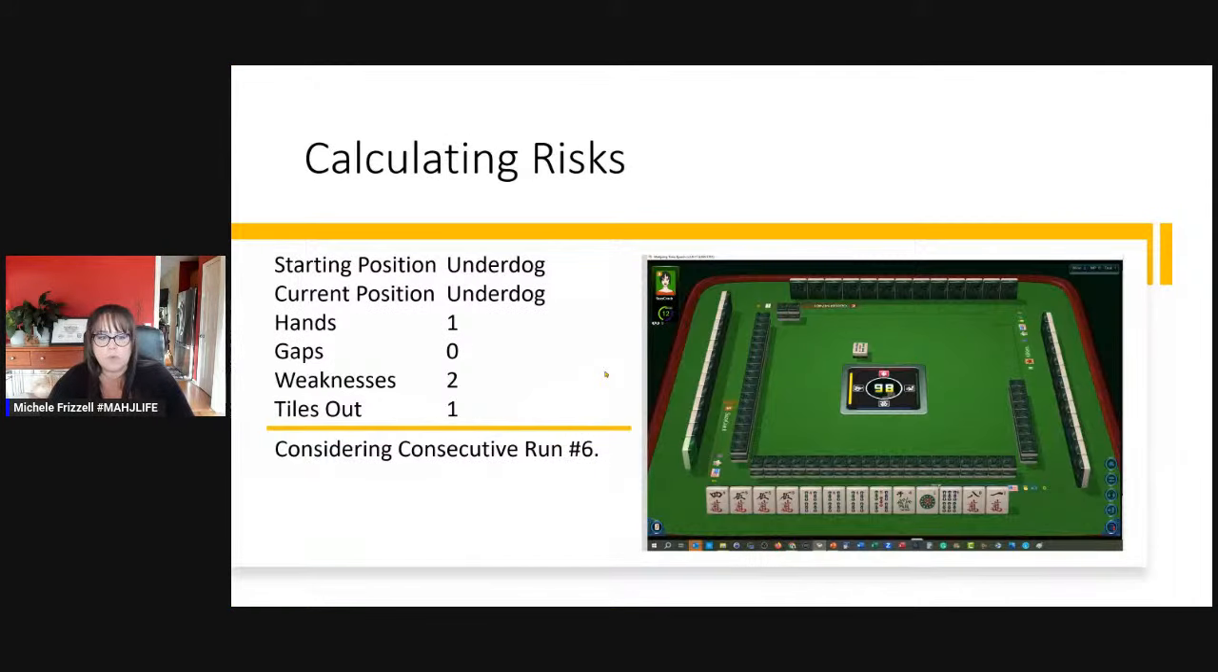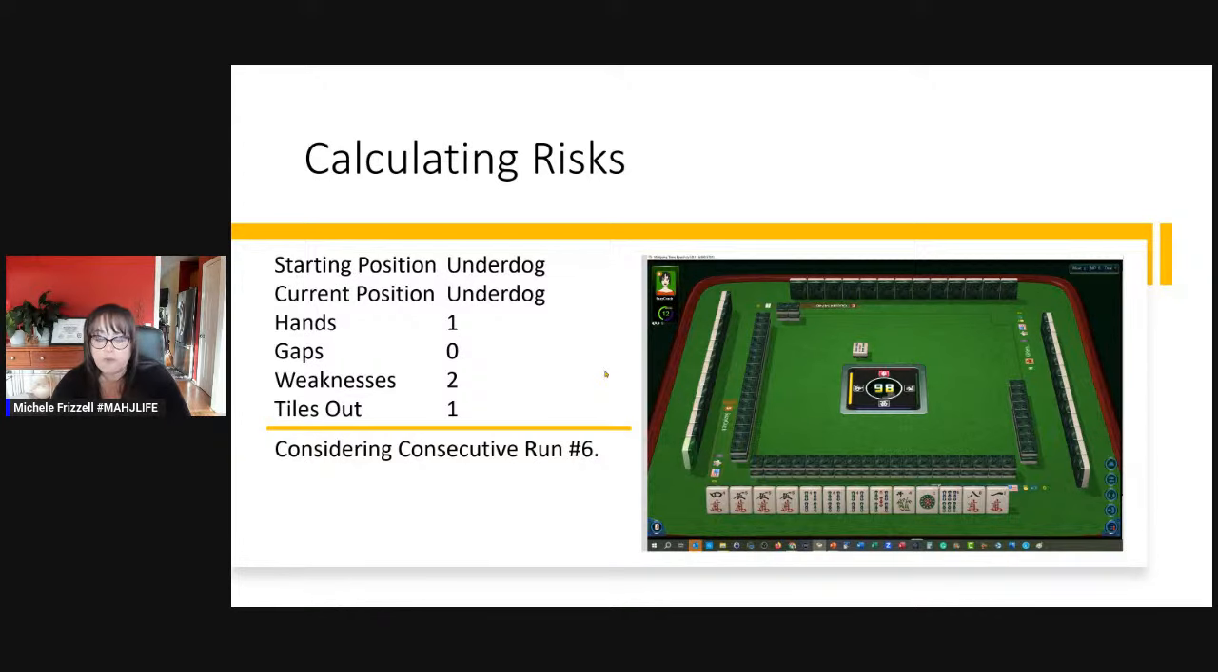So we're starting as an underdog in this one. We have one particular hand we could play, and I show 4-5-4-5 as the hand, consecutive run number 6. 4-5-4-5, we're an underdog because we have 5 discards, but we have a hand with no gaps. We have two weaknesses, and that would be the 4 crack and the 5 bam. The 4 crack needs to be a Pung, and the 5 bam needs to be a Kong.